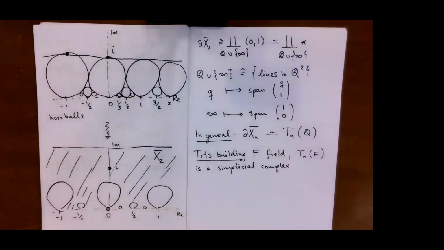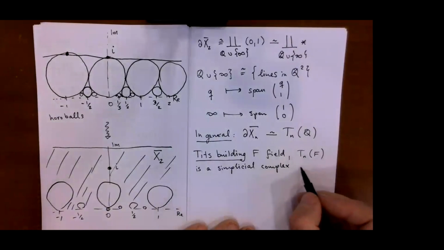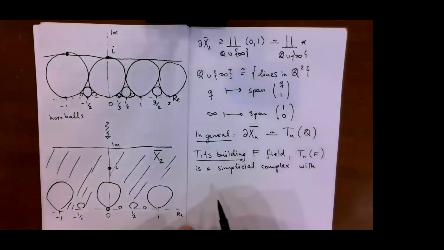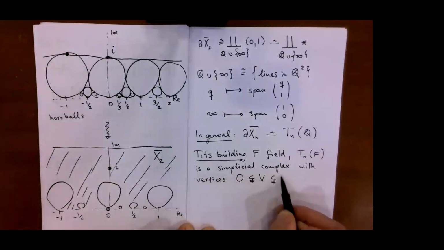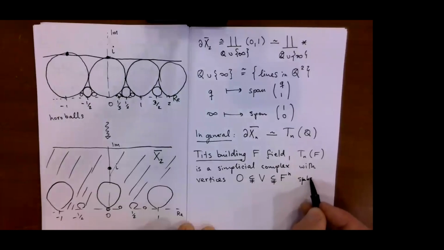So what's a simplicial complex? A simplicial complex is abstractly a set of points that you have, those are the vertices. So let me tell you what the vertices are. The vertices are the non-zero proper subspaces of the vector space F to the n. Subspaces.